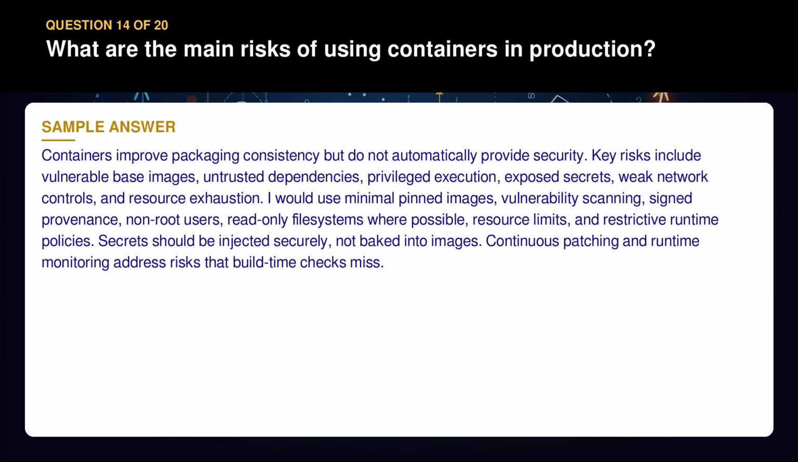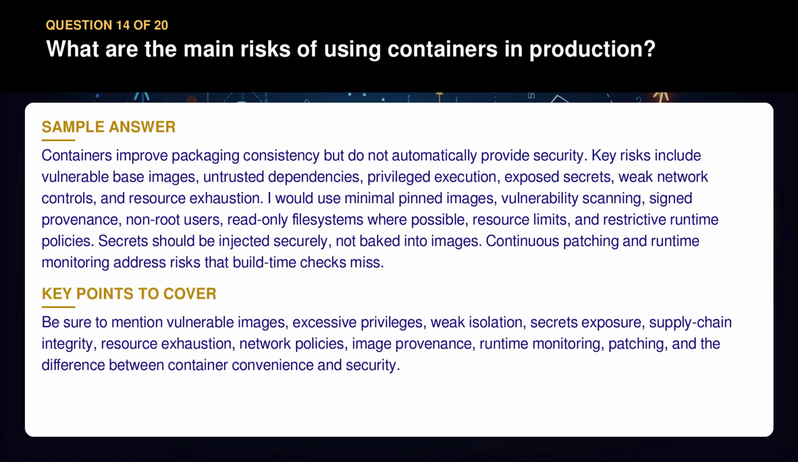Secrets should be injected securely, not baked into images. Continuous patching and runtime monitoring address risks that build time checks miss. Be sure to mention vulnerable images, excessive privileges, weak isolation, secrets exposure, supply chain integrity, resource exhaustion, network policies, image provenance, runtime monitoring, patching, and the difference between container convenience and security.